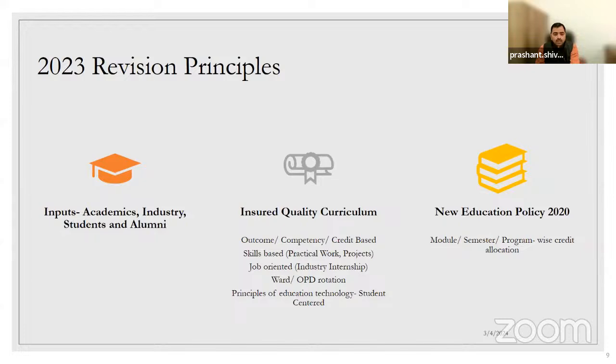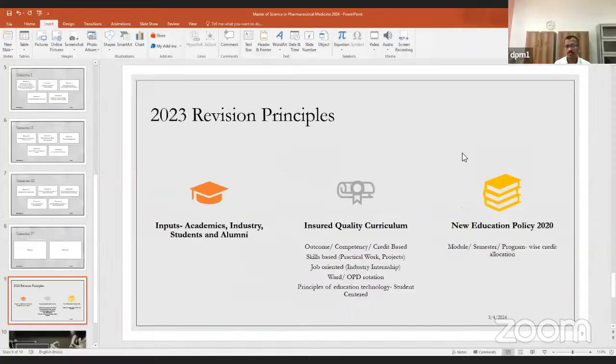We have been implementing this curriculum since last year, and we hope this will make a holistic approach for training students in pharmaceutical medicine. So with this, I end my session. Thank you very much, students. If you have any questions related to the course, you can ask.